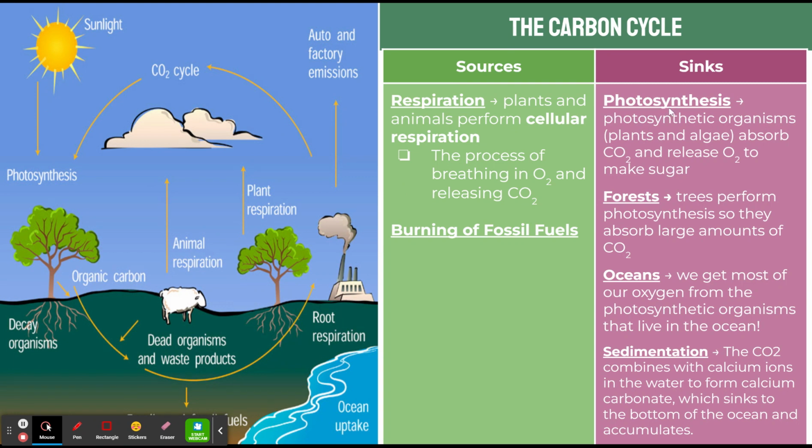So photosynthesis, again, something you should know from bio. Photosynthesis, plants breathe in carbon dioxide and release oxygen. Forests and oceans are going to be huge carbon sinks because of the photosynthetic organisms that live there. We actually get most of our oxygen from the ocean because there's so many photosynthetic organisms such as phytoplankton living near the surface. And sedimentation is when carbon dioxide combines with calcium in the water to form calcium carbonate, which is how shells are formed.